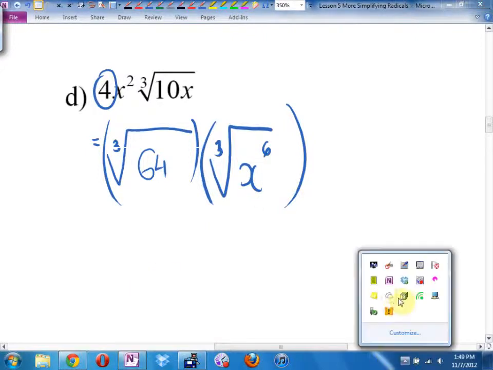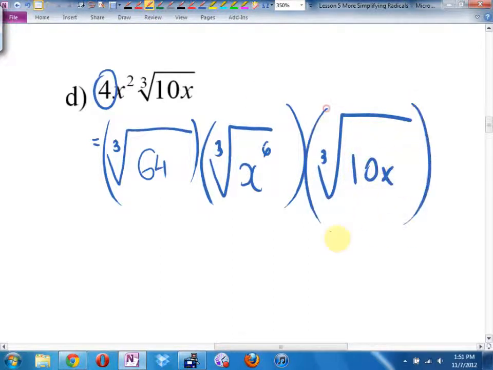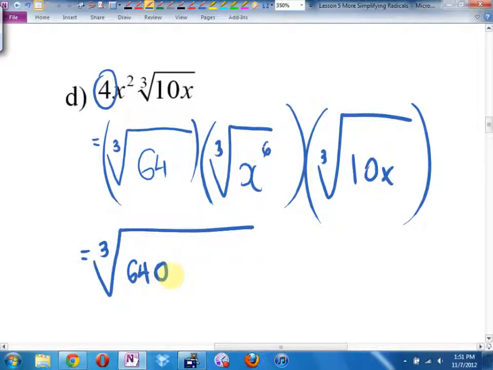Hang on. x to the 6th, and then I would drop the cube root, cube root of 10x. Jordan, do I have everything inside of cube roots now? Then I can multiply everything together. This is going to be the cube root of, let's do the numbers first, 64 times 10 in your head. 640. Woohoo! Told you could. Excellent. x to the 6th times one more x. How many x's do we have?